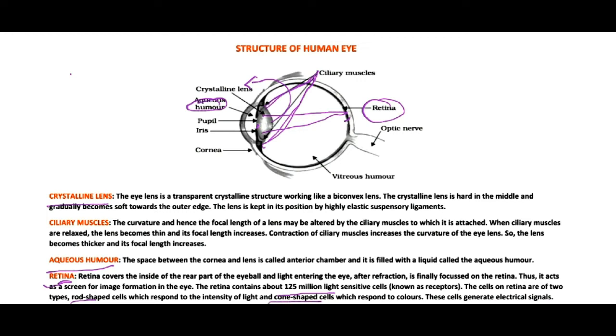Rod cells are responsible for the intensity of light. And the cone shaped cells are responsible for the colors. And these cells generate electrical signals for the brain.